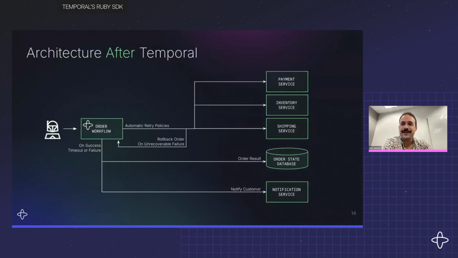Temporal automatically associates retry policies with each of these activities. So by default, if any of them hit a failure that is unexpected, they'll retry in place until that service is functioning, until you rescue them with a new deploy. If you wind up having to get into a state where you can roll back, you can implement that in Temporal just through a series of try-catch blocks.